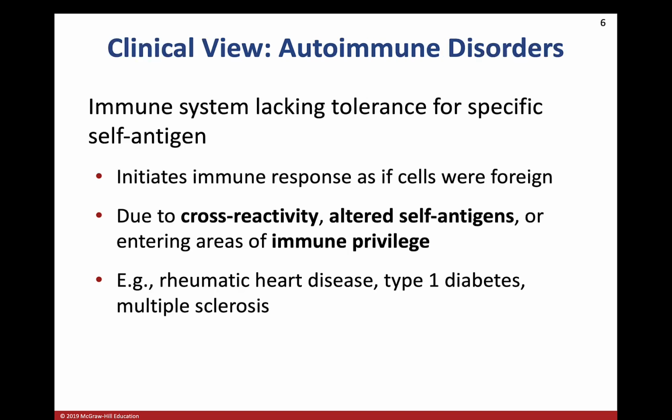Now, there are a number of disorders that we refer to as autoimmune disorders, and they are basically when the immune system is unable to tolerate self-antigen. And what this does, this initiates an immune response as if the cell, which does belong, were foreign. This could be due to cross-reactivity, altered self-antigens, or entering areas of immune privilege. If we look at some examples of autoimmune disorders, we can look at type 1 diabetes, multiple sclerosis, rheumatic heart disease, rheumatoid arthritis, and there are quite a few out there.